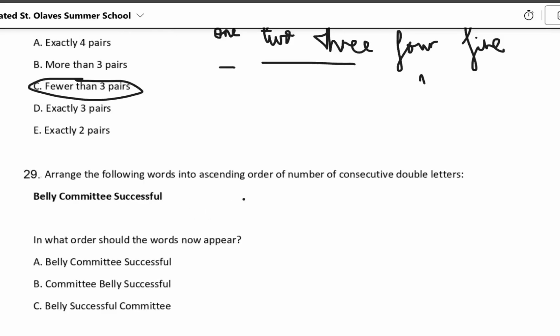So for 29, ascending order of number of consecutive double letters. So consecutive double letters is just the 1. Then we have 2 here, and then we have 3, 2, and 2. So 1 and 2. Oh, actually, we have 3 here. We have M, T, and E. So it has to be belly, successful, committee, which is C.